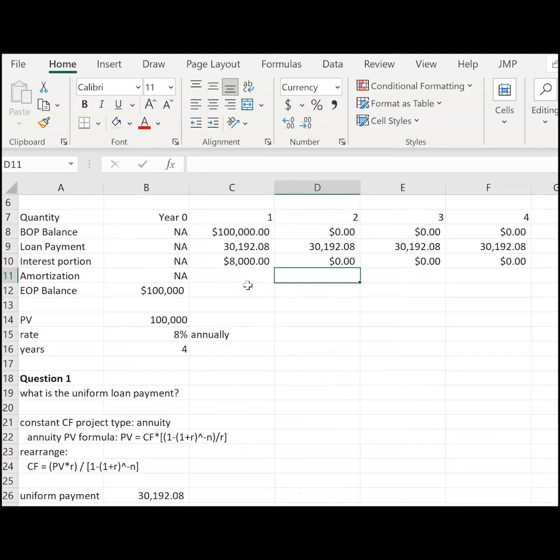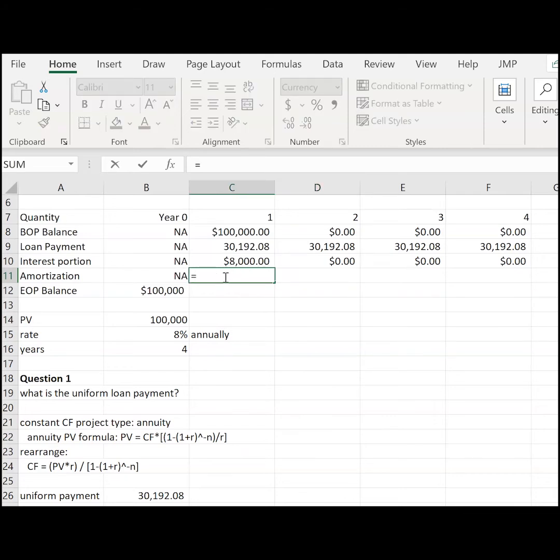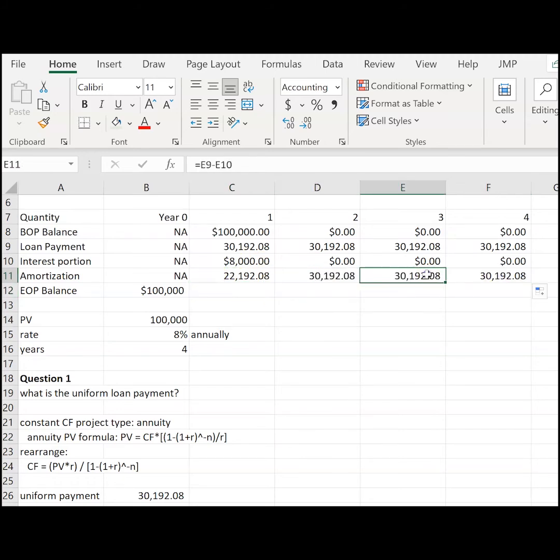Okay, now we need to figure out the amortization of our loan in year 1. This is a very simple number to find out since we already have our loan payment and interest portion. So this is just going to be your loan payment minus the interest portion of the loan. All right, and for year 1, that is $22,000. That is going to hold true for all periods. So for example, year 3, the amortization portion of the loan is just going to be your loan payment minus the interest portion of the loan.